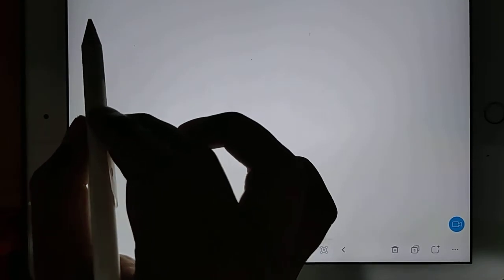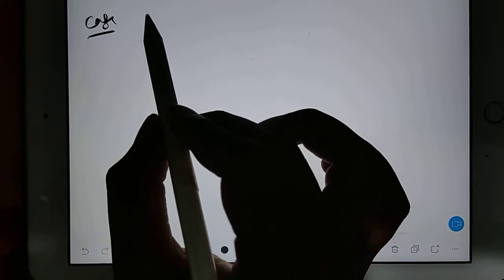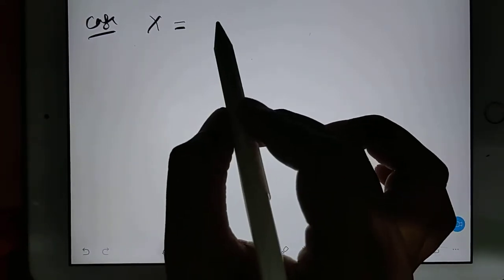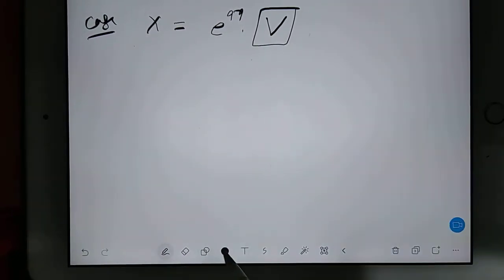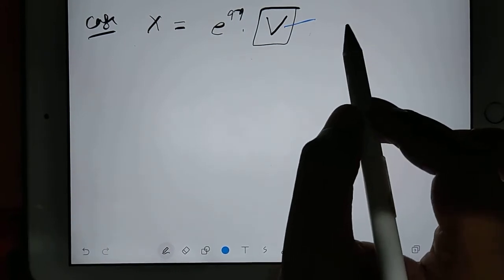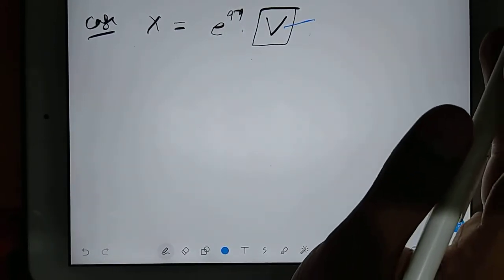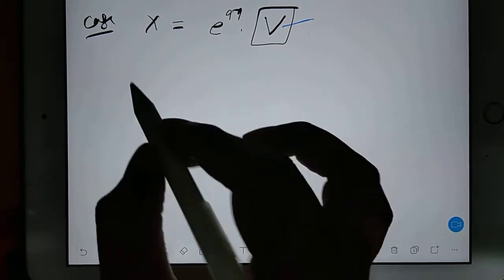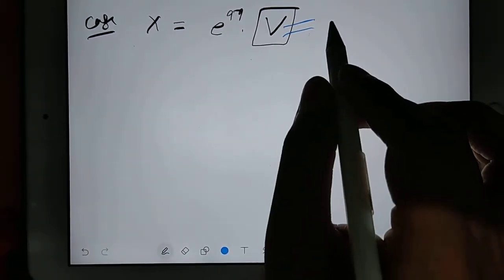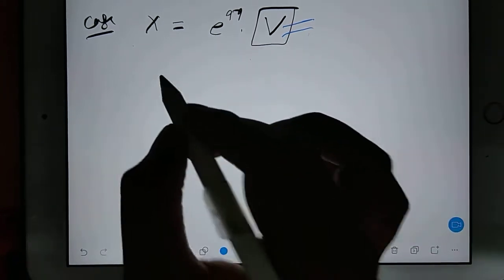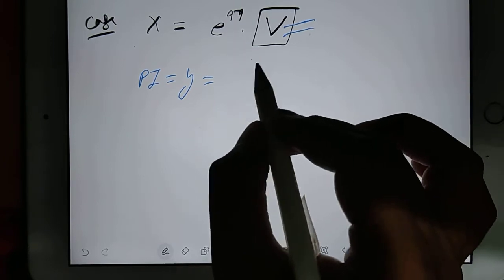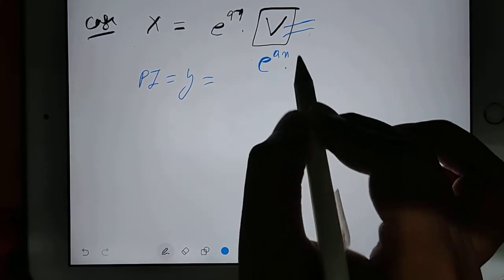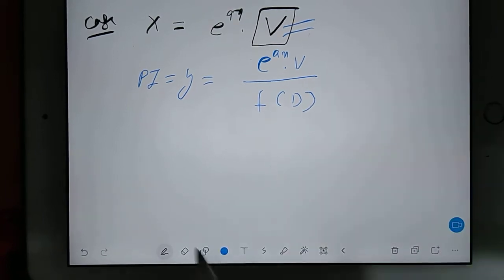Now suppose we'll take one more case. Your X is equal to e power ax, and any function is coming here. Suppose this function I'm giving the symbol v. This v can be any function: sin x, cos x, x square, anything. In that case, your PI, that is nothing but the y value, direct formula you remember. What you have to find out is e power ax into v divided by f(D). This much you have to find out.